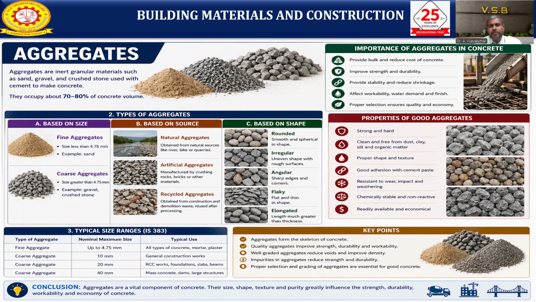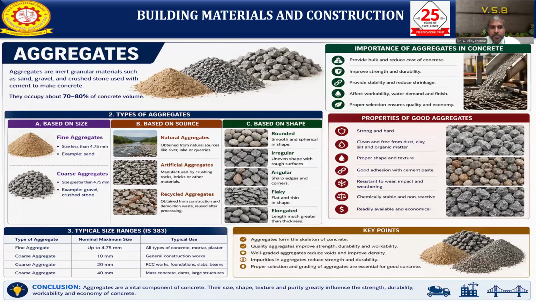We have different classifications of aggregate. Based on size, we classify aggregate into two types: fine aggregate and coarse aggregate. If the size is less than 4.75 mm, it is called fine aggregate. If the size is greater than 4.75 mm, it is called coarse aggregate. An example of fine aggregate is sand. Examples of coarse aggregate are gravel and crushed stones.